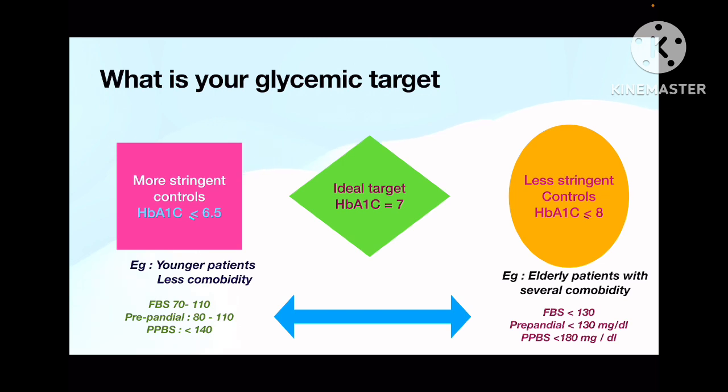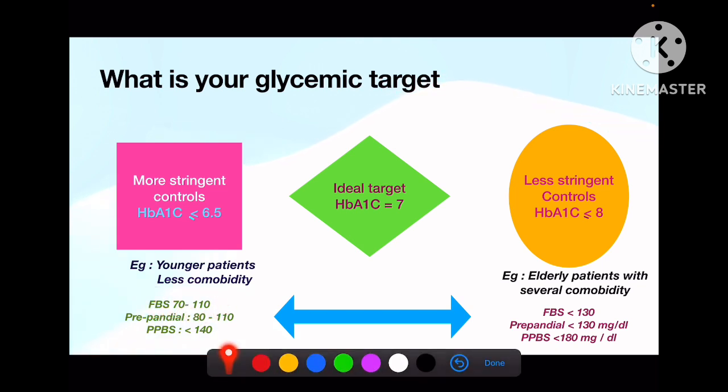Suppose you are considering tight control for a young patient, their fasting blood sugar target would be 70 to 110. Then the PPBS target would be less than 140 milligram per deciliter, right? Suppose now you are dealing with an elderly patient, then your fasting blood sugar target of less than 130 would be enough, right? PPBS less than 180 would also be enough for that elderly patient, right?